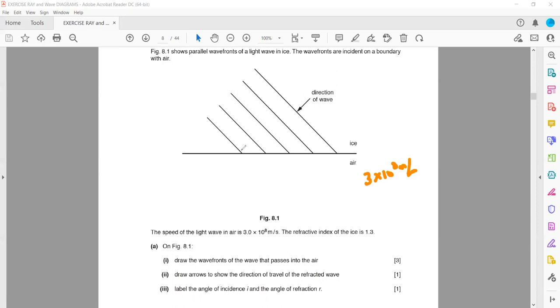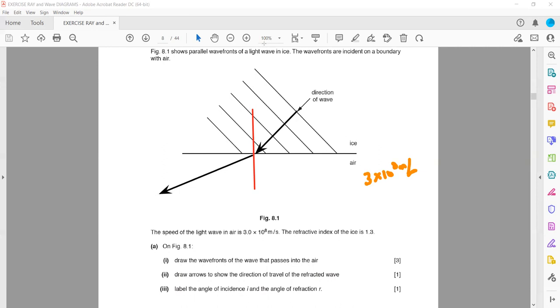Draw the wavefronts as it is passing. Draw an arrow to show the direction in which the refracted ray will travel, and label the angle of incidence and angle of refraction. So how to do this question? First, always you will complete an arrow to show the direction in which the waves strike. Then draw the imaginary line which is perpendicular to the surface. We call that the normal. Because it is moving from ice to air, in air it is traveling faster. If there was no change in speed, then it will travel straight. If it slowed down, then it will bend toward the normal. But because, as the question mentions, the speed goes up, it will bend away from the normal.